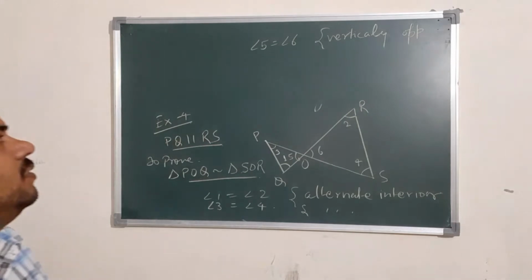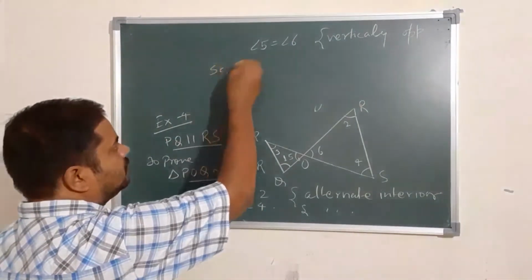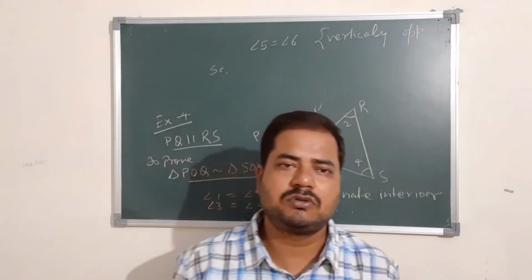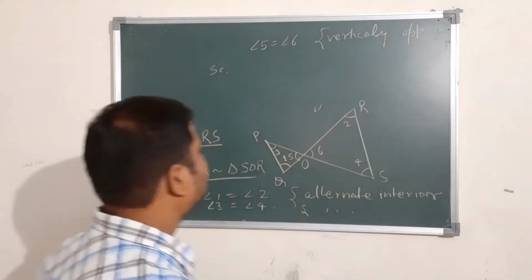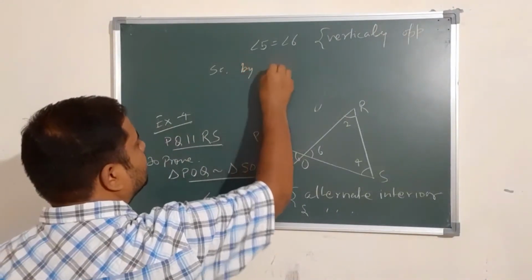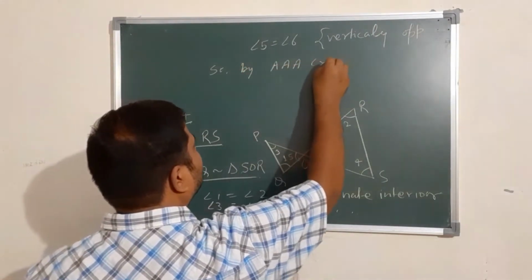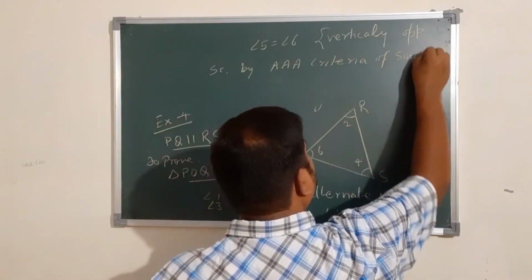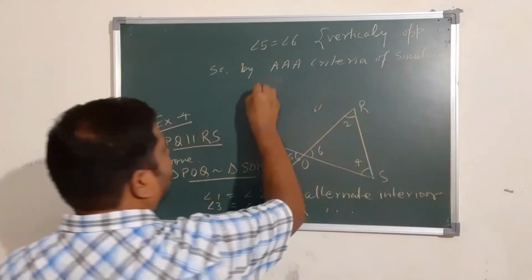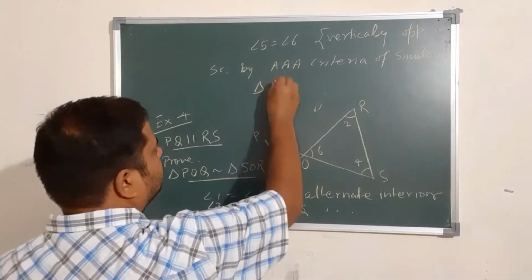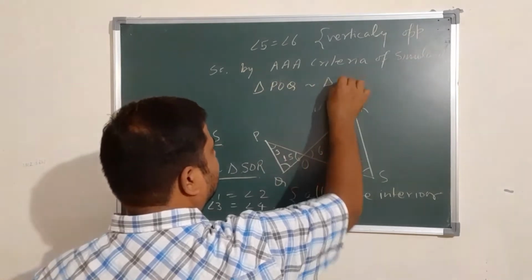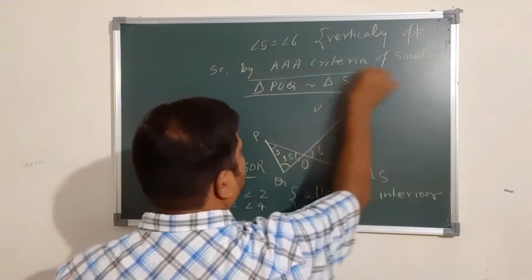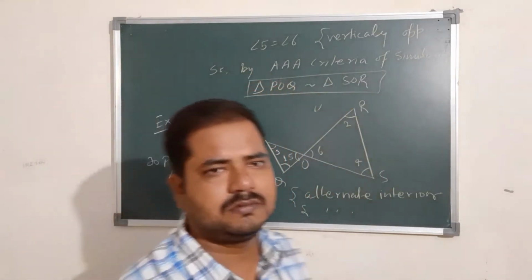Now, all these angles are equal. That means in both the triangles, the 3 corresponding angles are equal. Then by AAA criteria of similarity, triangle POQ is similar to triangle SOR. So this is the solution of this particular question.